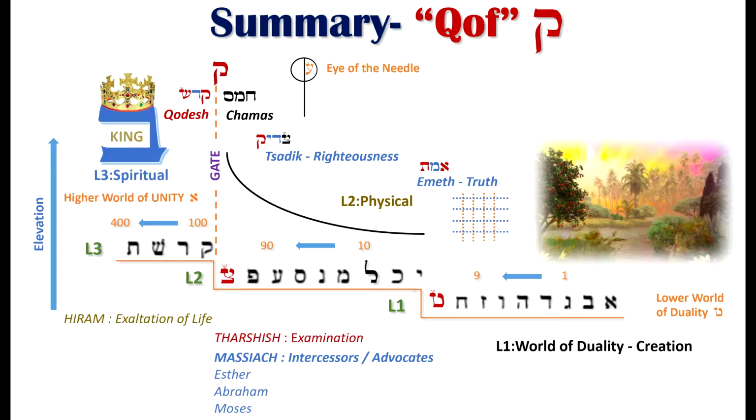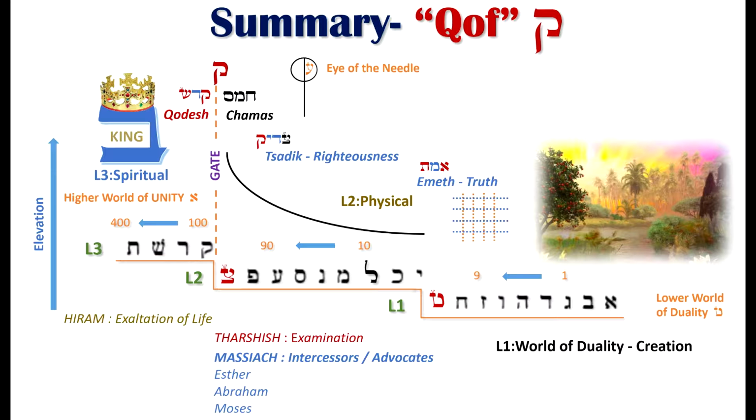And the spiritual level is the higher world of unity. And we need to be elevated from where we are now in order to come before the king. The means is the eye of the needle, where there's Ayin, and this is the letter Goof, which elevates us. We had the two concepts of Hiram, that means exalted of life, exaltation of life, and Tarshish, which means examination, which has to do with the Tsadik or righteousness.